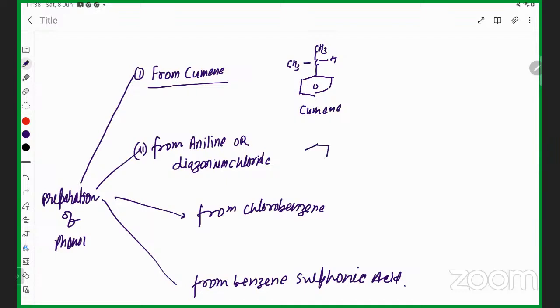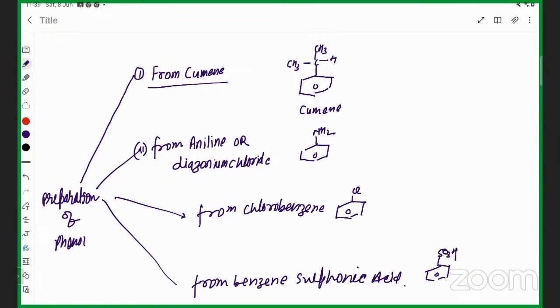Aniline already you must be knowing. This is the NH2 group. Or diazonium chloride, that is same. From chlorobenzene it will be the Cl. From benzene sulfonic acid, this will be SO3H. So there are four methods to prepare the what? Phenol. So we are going to study one by one.